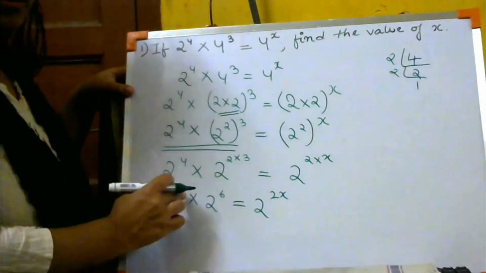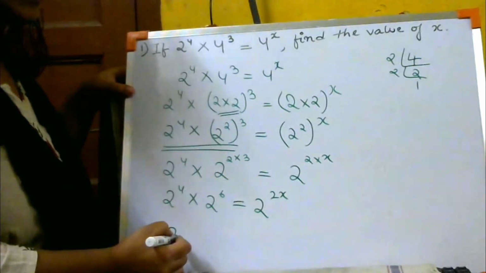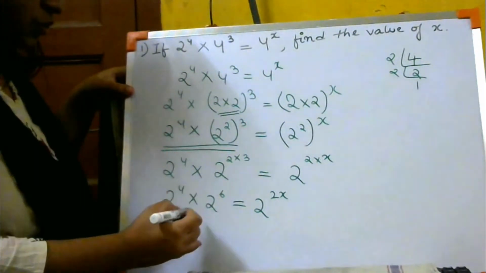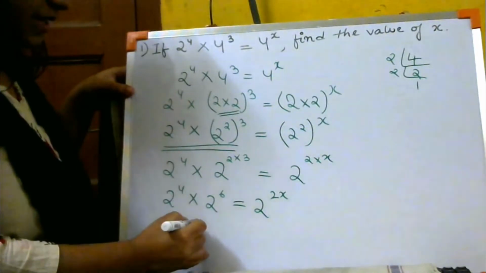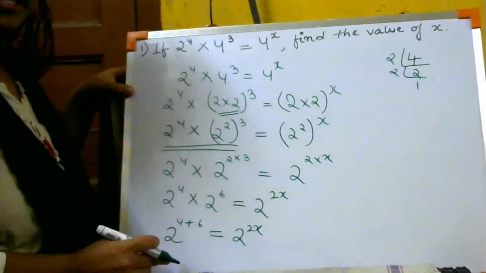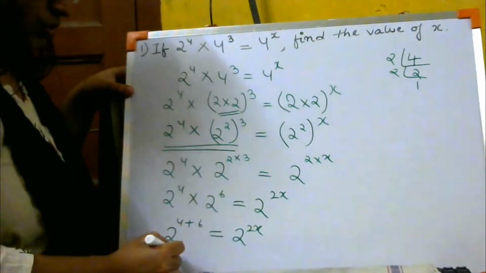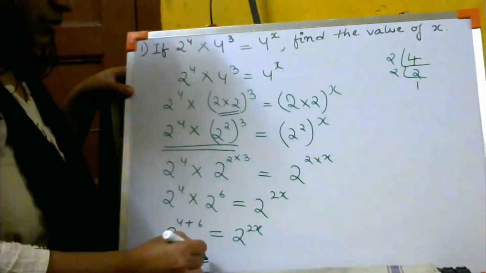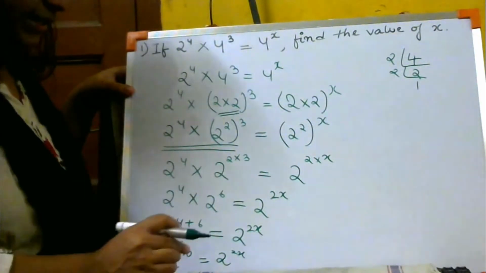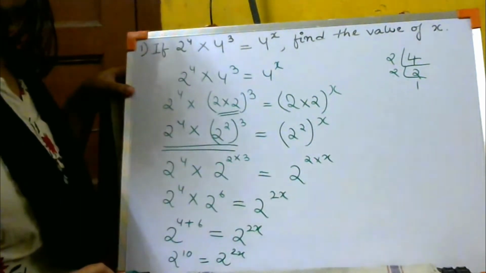Bases are same, powers are different. Multiplication sign. A to the power m into a to the power n equals to a to the power m plus n. मतलब हम लोग powers को add कर देंगे. 4 plus 6 equals to 2 to the power 2x जैसे वैसे रहने दो. तो फिर ये क्या हो जाएगा? 2 to the power 10 equals to 2 to the power 2x. है ना? हो जाएगा ये 2 है. Sorry to write it so small. 2x. Clear? 2 to the power 2x.